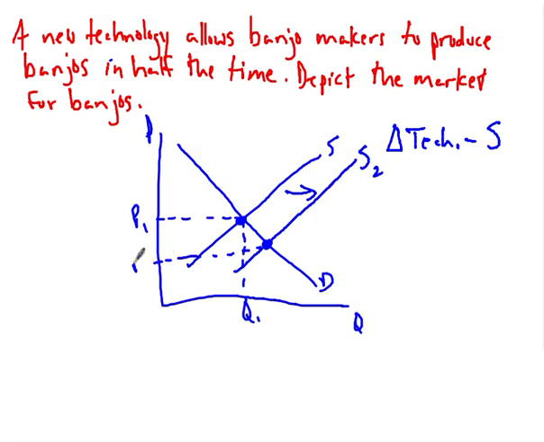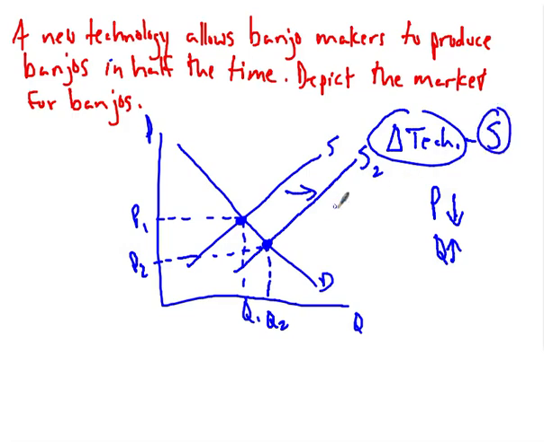And we're going to draw this. Here's our new price, here's our new quantity. If this technology comes about, we would expect the price of banjos to come down and the quantity of banjos to go up. This is a change in technology, which is a supply determinant.